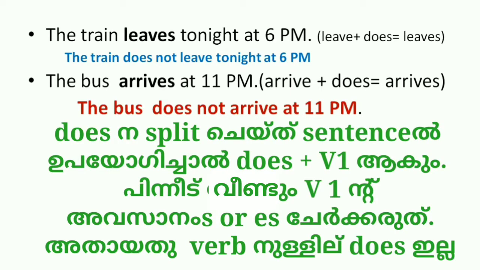Second example: the bus arrives at 11 p.m. That means arrive plus does becomes arrives. When we take the auxiliary from arrives, the bus does not arrive at 11 p.m. In the negative sentence, we don't use arrives, but arrive only. If we use arrives there, that sentence is a mistake. It is an incorrect sentence.